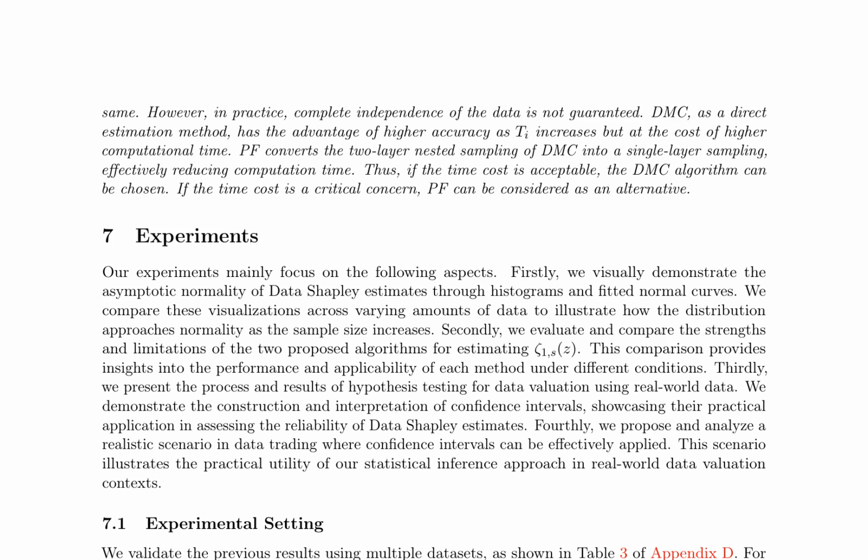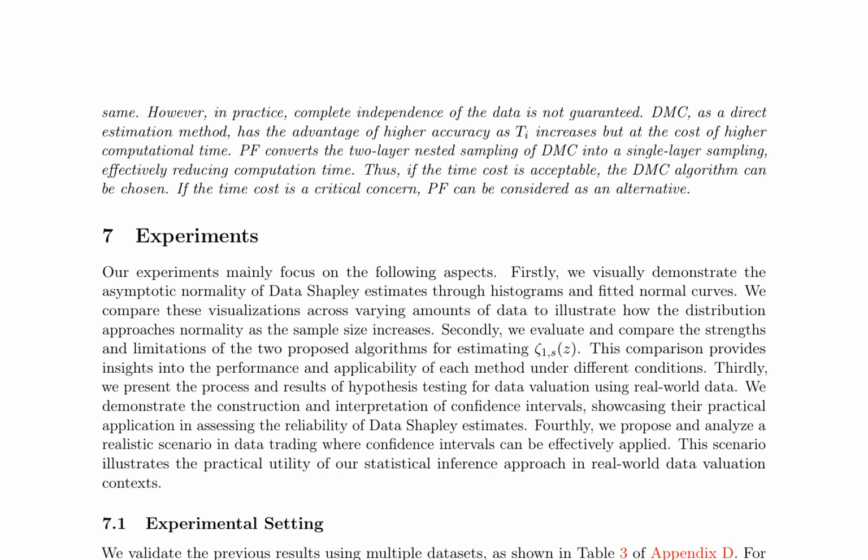Direct estimation methods for Data Shapley values, such as DMC and PF, involve a trade-off between accuracy and computational time. While DMC offers higher accuracy with increasing dataset size, it comes at the cost of increased computational time. In contrast, PF reduces computation time by converting the two-layer nested sampling of DMC into a single-layer sampling, but may compromise on accuracy. The experimental section examines 4 key aspects.